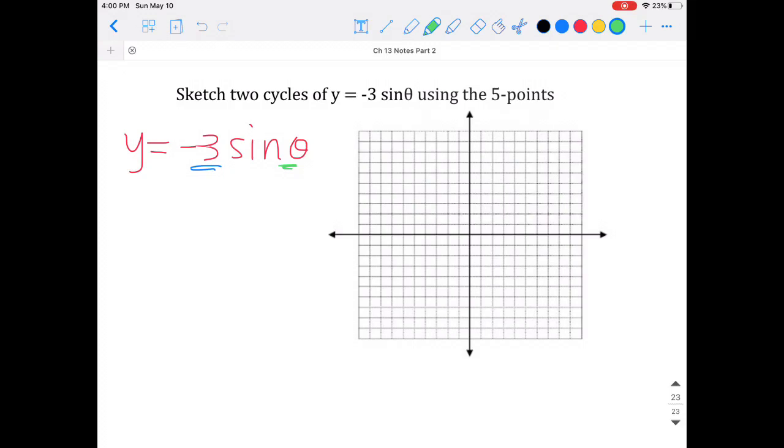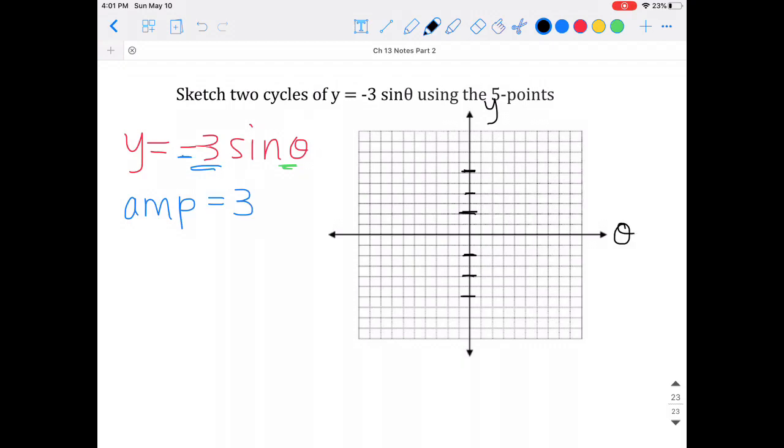So let's start with this. Y equals negative 3 sine of theta. So our amplitude, remember, we keep it positive. So our amplitude is going to be 3. This negative symbol is going to change our pattern that we use to figure out our key points. So our amplitude is 3, which means on our y-axis, our maximum value is going to be positive 3, and our minimum value is going to be negative 3.